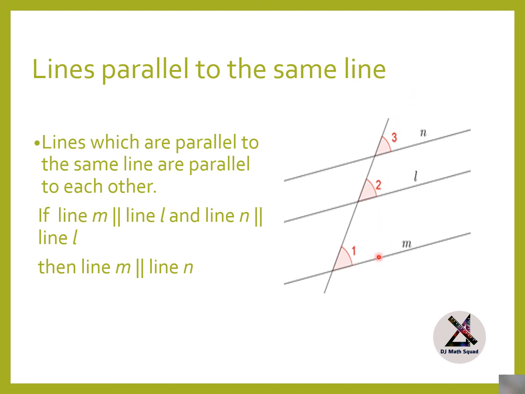Now you can understand this also: when we are saying M is parallel to L, it means angle 1 and angle 2 are corresponding angles, they are equal, right? 1 is equal to 2. Similarly, when N is parallel to M, 3 is also equal to 1. Again, the same thing, corresponding angles. So when 2 and 3 are equal to the same angle, angle 1, both of them also have to be equal. This is how we understand this.